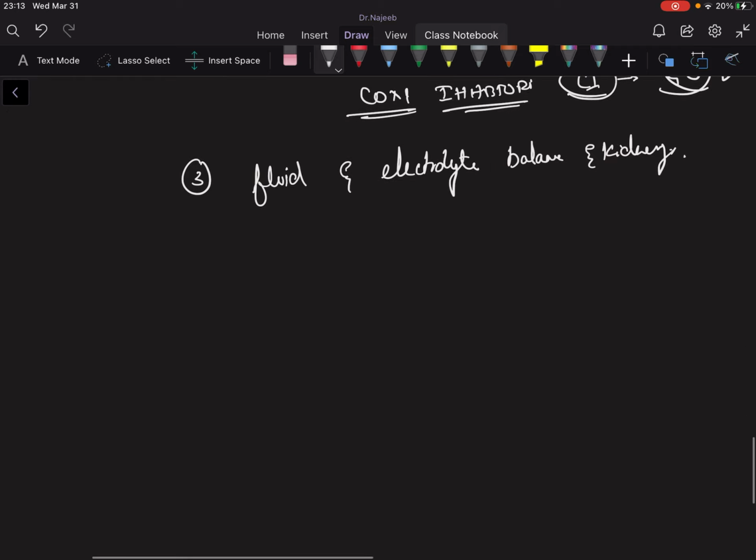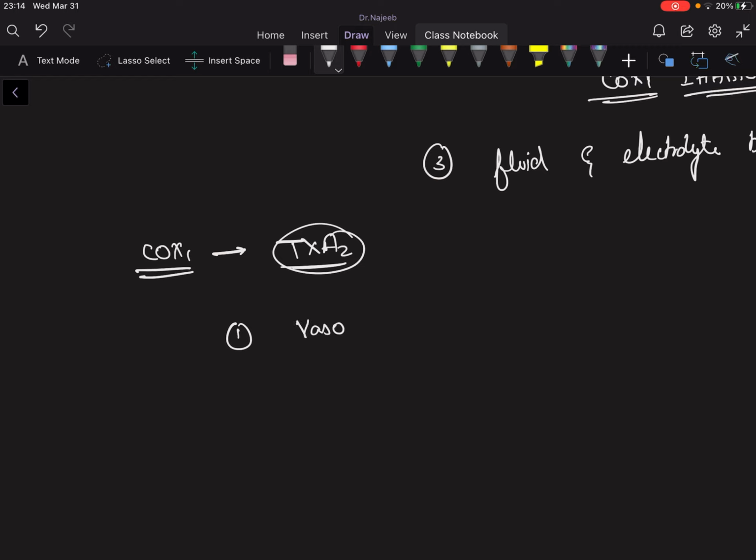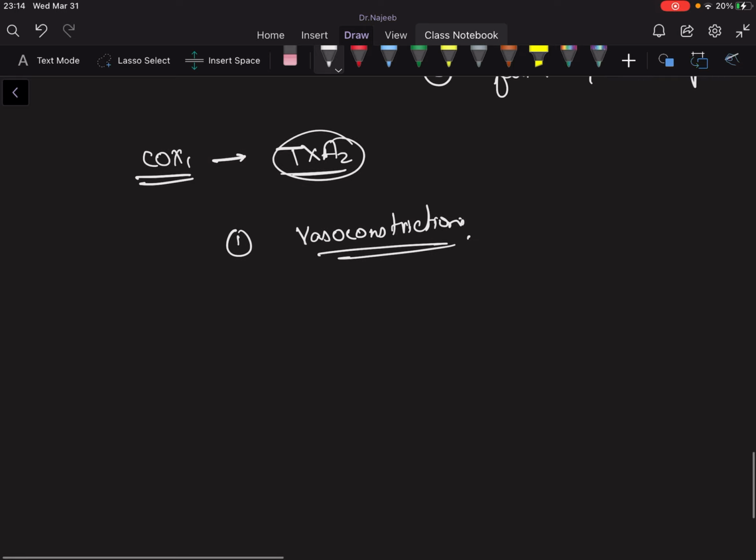Okay, so those were the important things about COX1. COX1 not only produces thromboxane A2. So what is the function of this thromboxane A2? Thromboxane A2 causes vasoconstriction. This is very important to know. Not only does it cause vasoconstriction, it also causes platelet aggregation.